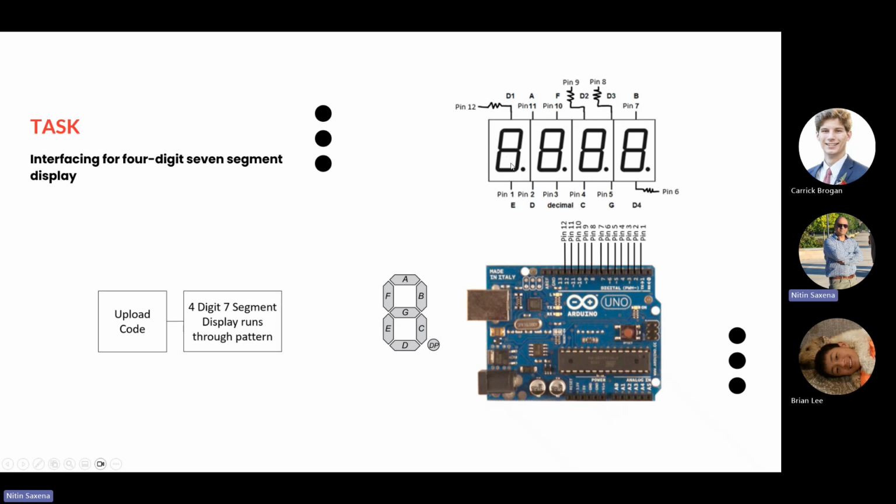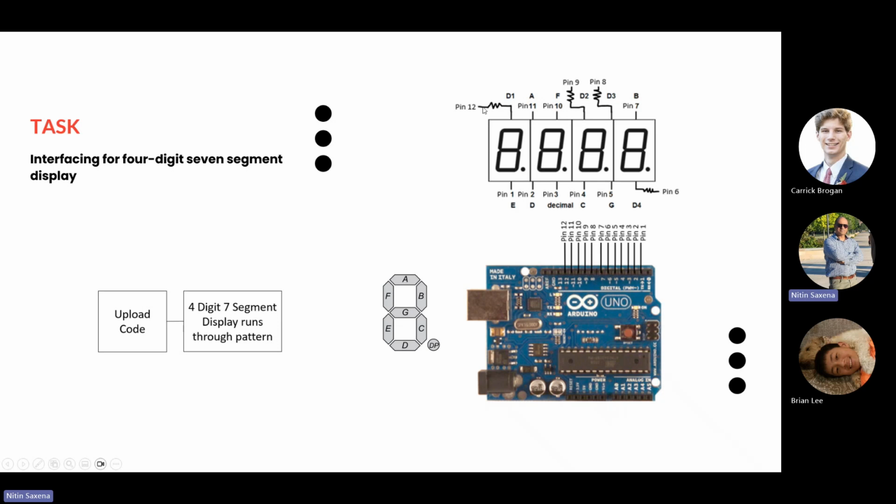So four digits, 7 segments and one decimal, in total is 12. These 12 pins can be shown by D1, D2, D3, and D4. So these D1 to D4 are our 4 digits. And the segments are shown by A, B, C, D, E, F, G. And for the decimal, we have this decimal point.